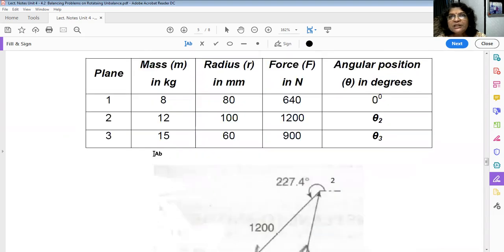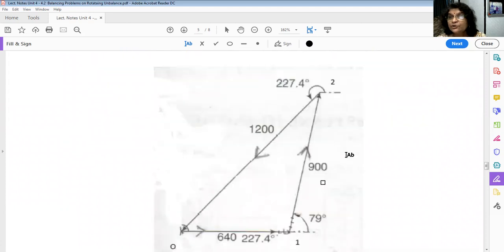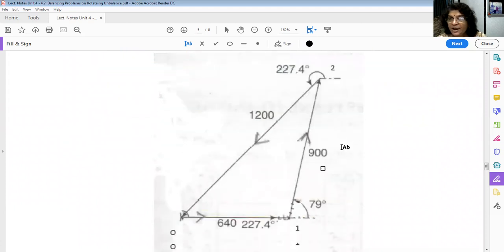Now, what about these two forces? We know magnitude. This is 1200 Newton and this is 900 Newton. But we don't know direction. In which direction do these vectors have to be drawn? Theta 2 is also unknown, theta 3 is also unknown. So how to do it? In your compass, you have to take a distance of 900 Newton, means 900 divided by 200, that is 4.5 centimeter. Keep one end of the compass here and mark an arc here. So somewhere on this arc, the point of this vector will be there.